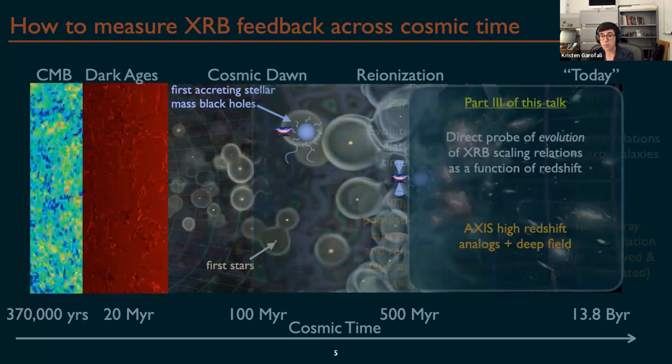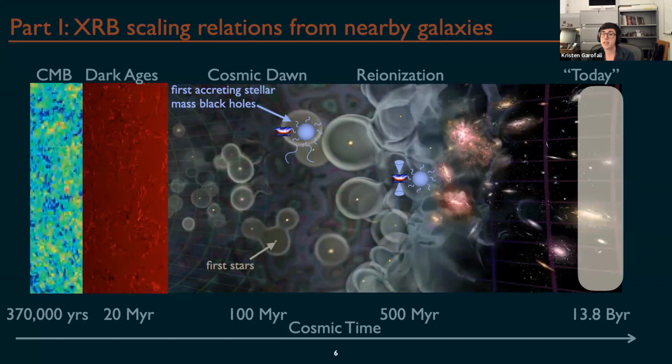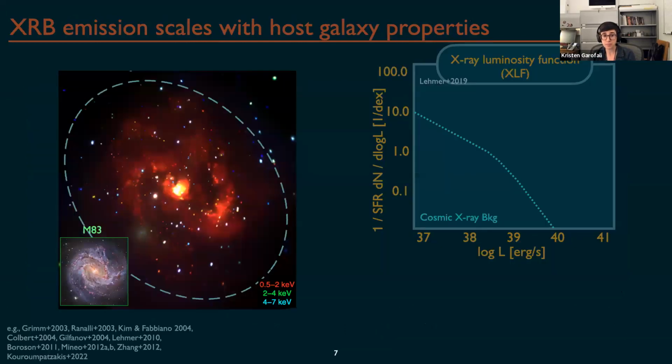And then finally, in the third part of the talk, I'll really talk about how AXIS can contribute to this field as a more direct probe of the evolution of X-ray binary scaling relations as a function of cosmic time. So for the first part, as I said, this will be focusing really on what I call today in my little shortened picture of cosmic history.